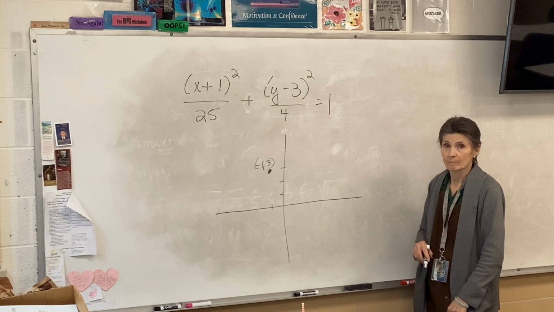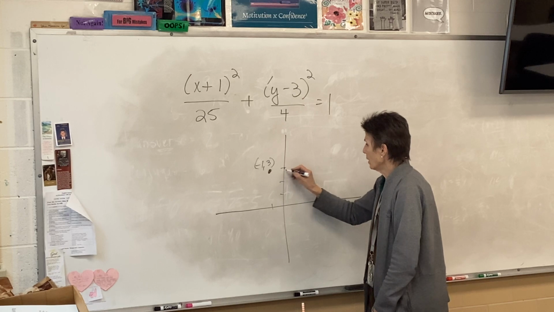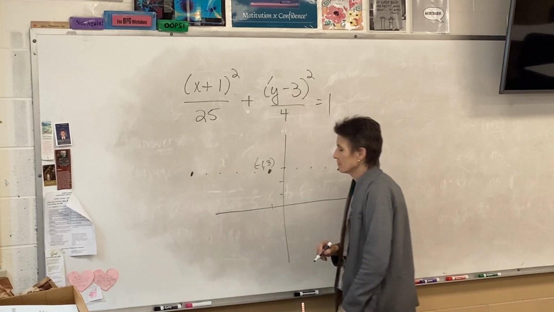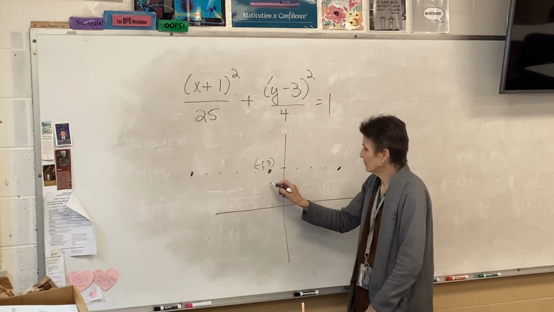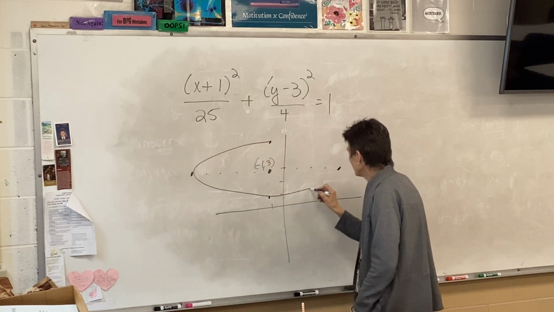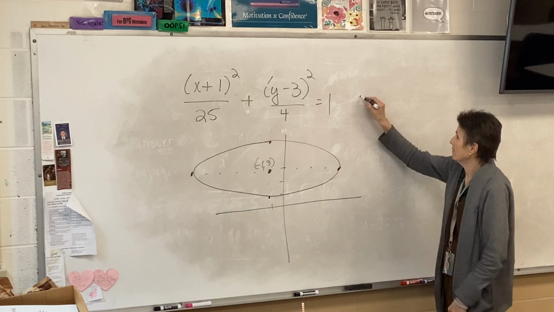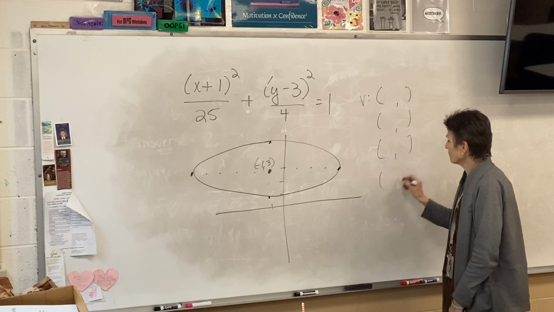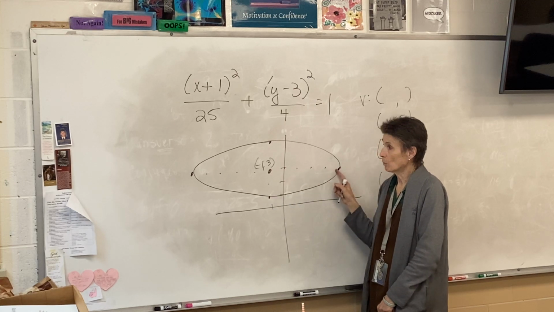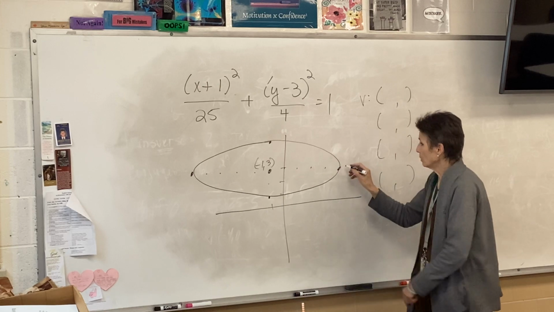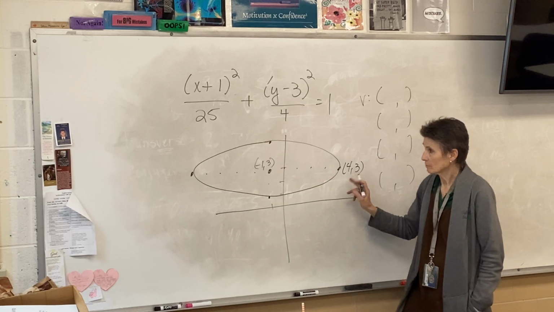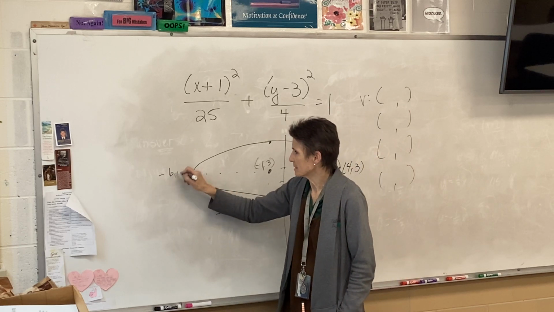So negative 1, 3. The 25 tells me to count 1, 2, 3, 4, 5. Up and down 2, 1, 2. Now, in an ellipse, guys, you connect these with your nice little oval, and all 4 of those points are the vertices. So you got to find them, all 4 of them. So remember where you started at negative 1, and you counted forward 5. Well, negative 1 plus 5 would put me at 4, comma 3. Notice I'm going in the x direction, so y's staying the same. Negative 1 minus 5 would be negative 6, comma 3.